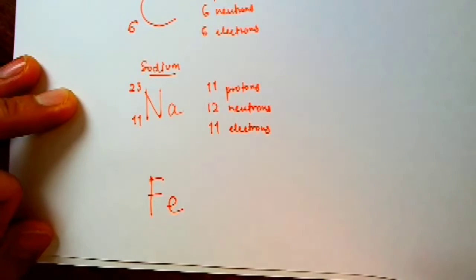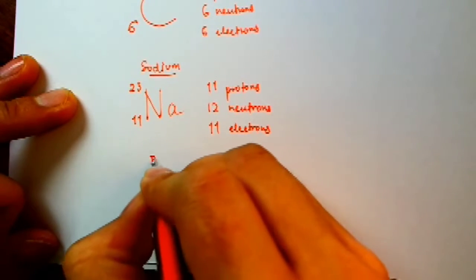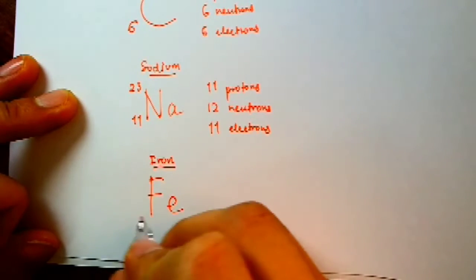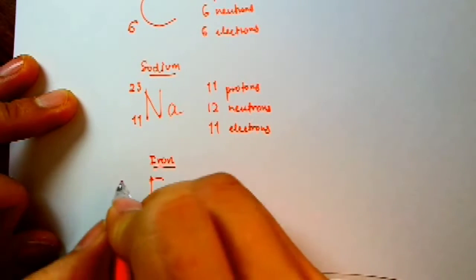Why it is more, that we will see. Instead of 11 neutrons, why it is 12, we will see. It has a specific name to indicate.